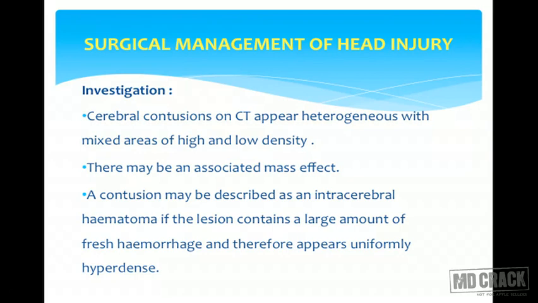So it will press the brain hemisphere on the opposite side, leading to the mass effect. A contusion may be described as an intracerebral hematoma if the lesion contains a large amount of fresh hemorrhage and therefore appears uniformly hyperdense. So you should be able to differentiate between acute hematoma and contusion, because many times a ruptured intracerebral aneurysm or any AV malformation may give rise to the same appearance as contusion.